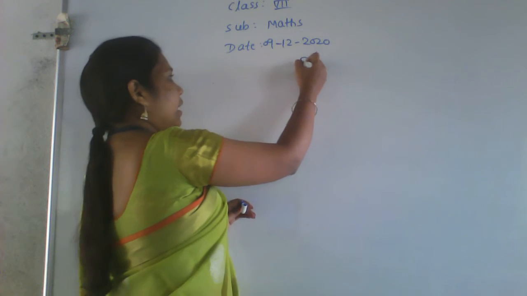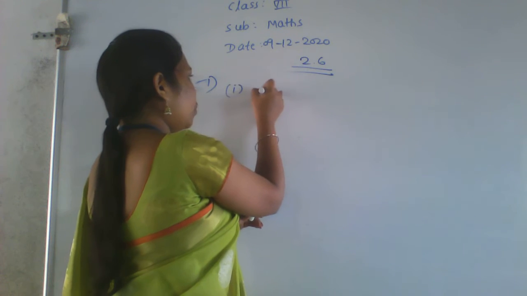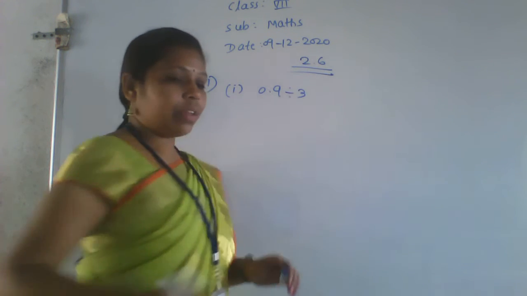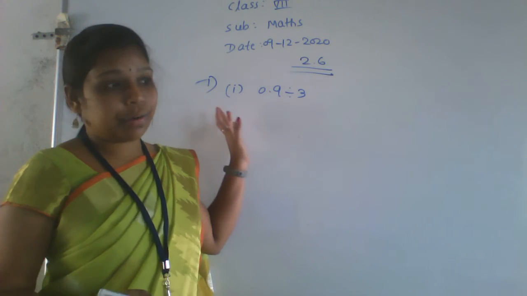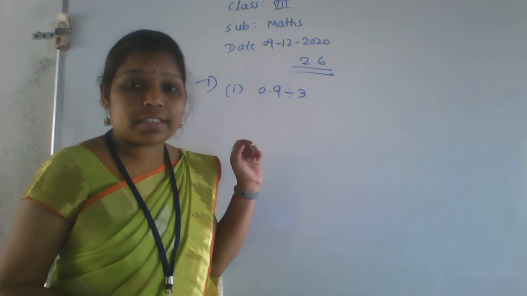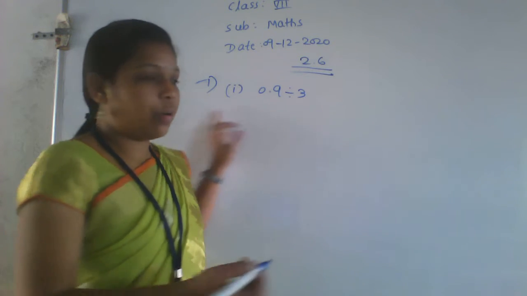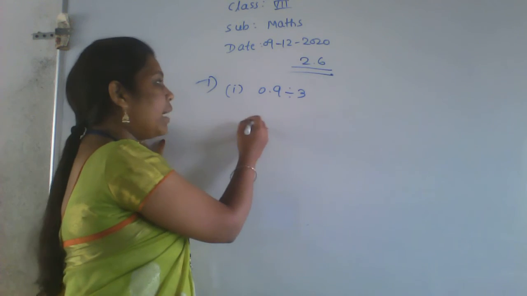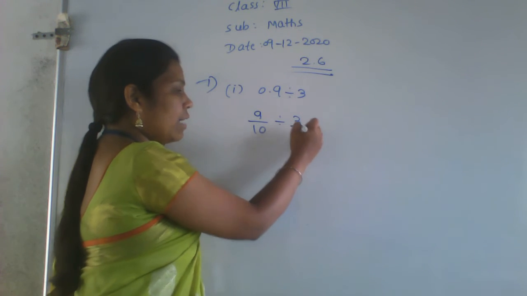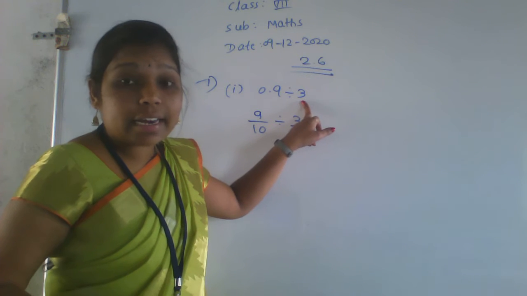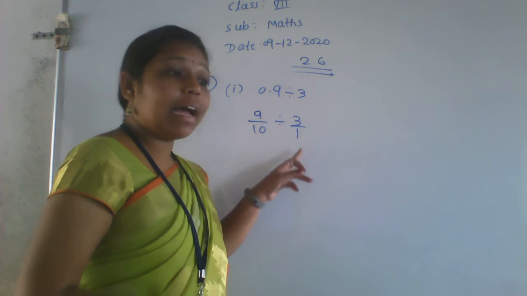Okay. So, 2.6. In the first main, we have the first problem: 0.9 divided by 3. This is nothing but division of a decimal number. How to do this division here? First convert this decimal number into a fraction. That is, 0.9 can be written as 9 by 10 divided by 3 by 1. If nothing is there in the denominator, then we can write 1. Right. So 9 by 10 divided by 3 by 1 here.